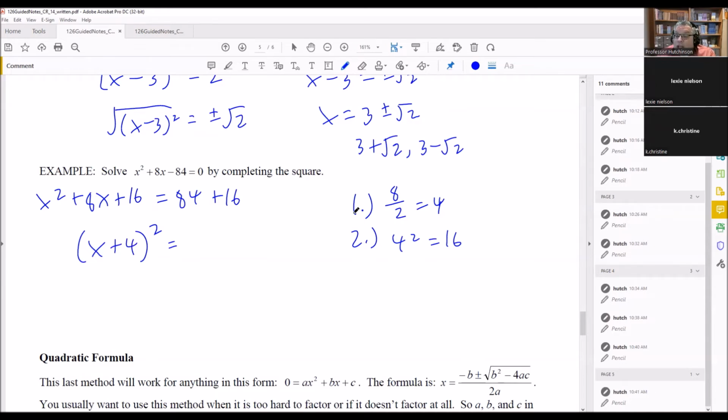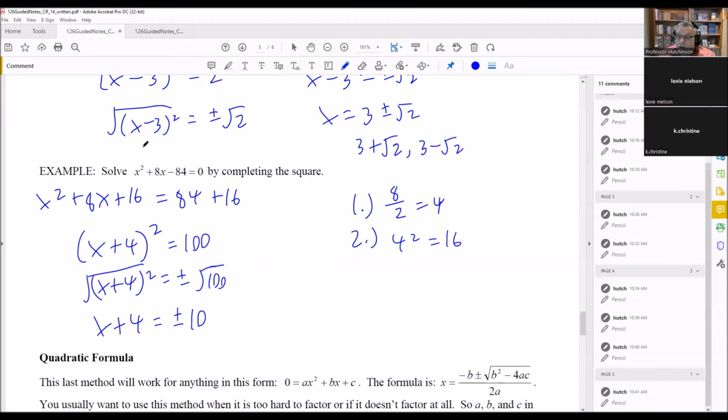Okay, and then if you take 84 and 16, add that together, you're going to get 100. Okay, so now we're going to square root both sides. Square root of x plus 4 squared, and we get plus or minus the square root of 100. x plus 4 is going to equal plus or minus 10.